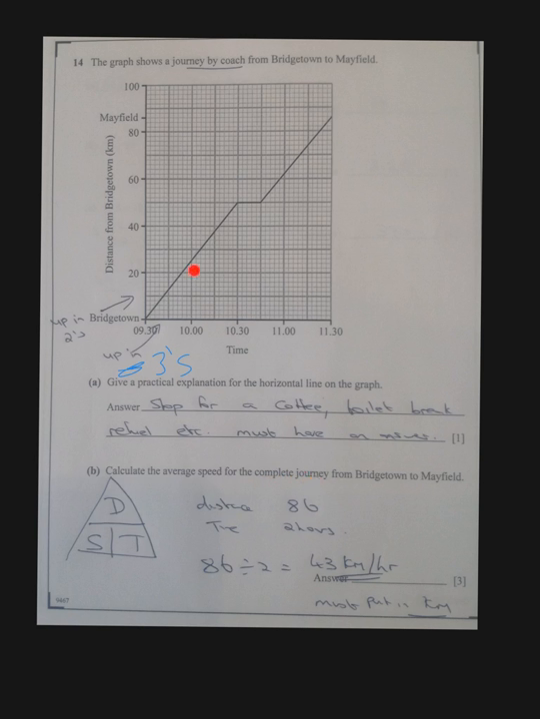Part B, calculate the average speed for the total journey from Bridgetown to Mayfield. So that's from here to here. Again, distance, speed, time. Put it in. What are you looking for? Average speed. Cover that off. So it's distance, which is, now they're going up in 2s, so if you bring the ruler across there, that gives you 86, divided by the time, which is 2. 86 divided by 2 is 43 kilometers per hour. You must put in kilometers per hour because it's kilometers, it's not miles. Don't just write 43. You'd lose a mark. That extra mark is for putting in kilometers per hour.